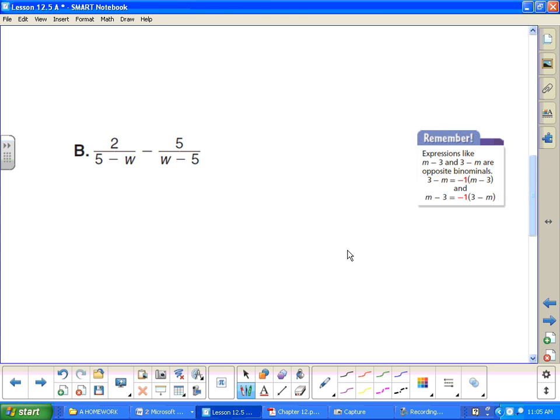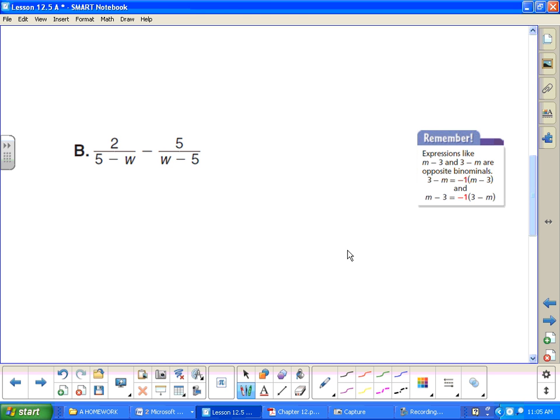So which one do we want to change? Do we care whether it's 5 minus w or w minus 5? Does that matter? All that matters is that it's a common denominator. So which one should we change?